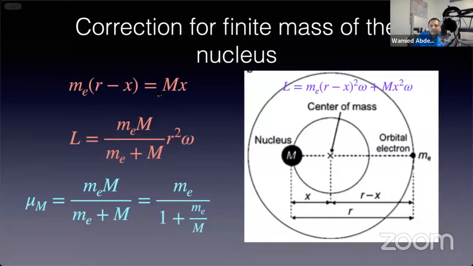Once we have this, the angular momentum for the system is going to be m electron multiplied by this distance times omega, the angular frequency, plus this mass multiplied by its distance multiplied by the same frequency, because both are rotating with the same frequency around this point. We can then calculate the angular momentum of the system. We use this basic equation plus this relationship between ME and MX, and at the end we get something called the reduced mass, or effective mass. Usually it's called the reduced mass.